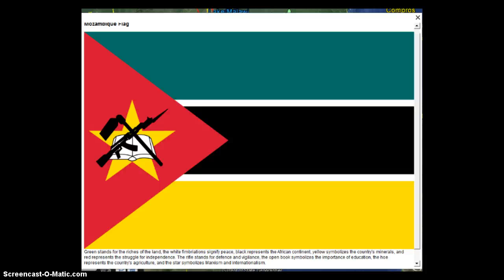This explanation also talks about the rifles, that they stand for defense and vigilance. This is a good example of what an explanation or description of your flag should look like. It does not have to have these same components. As long as you are following the rubric, you should be fine.